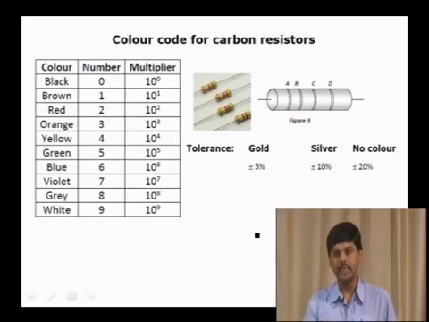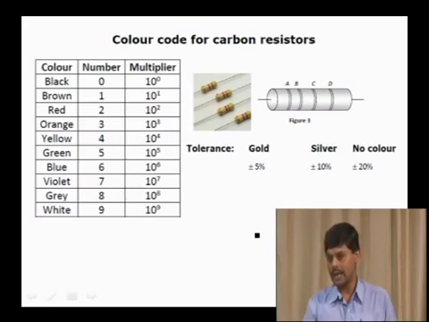Here we are presenting the color, number and the multiplier. The colors are black, brown, red, orange, yellow, green, blue, violet, grey, white. Black is 0, brown 1, red 2, orange 3, yellow 4, green 5, blue 6, violet 7, grey 8 and white 9. This is followed by the multiplier, which is the power of 10 raised to the number.